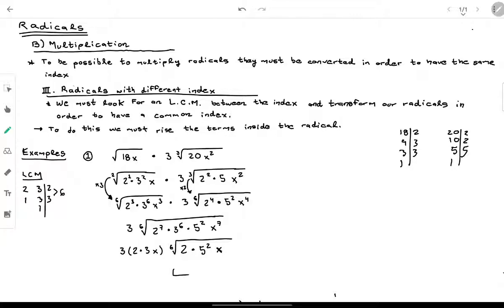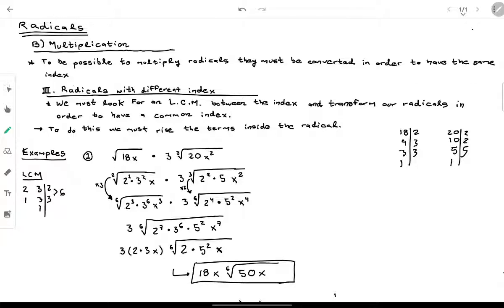So my final answer of this one is going to be 3 times 3, 9, times 2, it's 18x that multiplies the 6th root of 5 squared times 2, it's 50x. And that's going to be my actual answer.